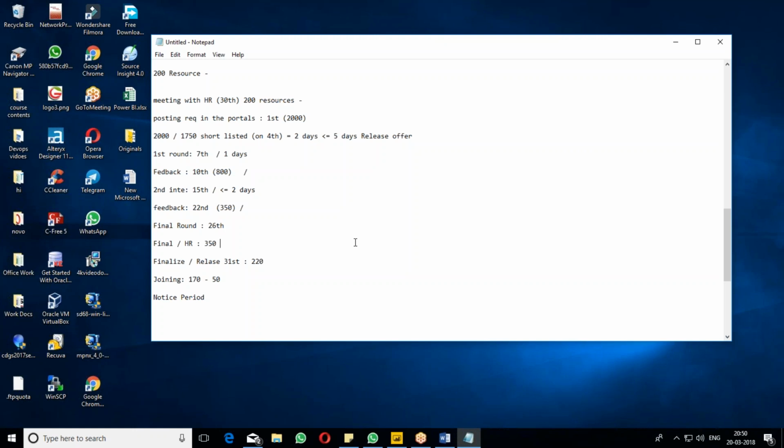McKinsey also, Deloitte also. They do very well in the hiring process. That's the reason they have people with quality. Why? Because if I find a company that is effectively following a good process, I will definitely go and join them. This is what they do.